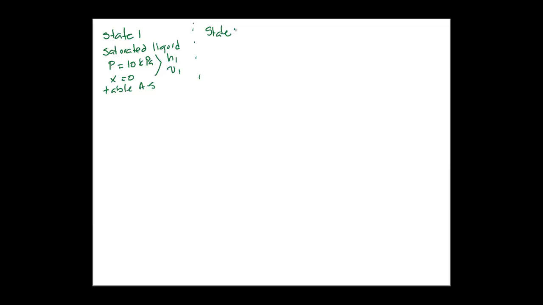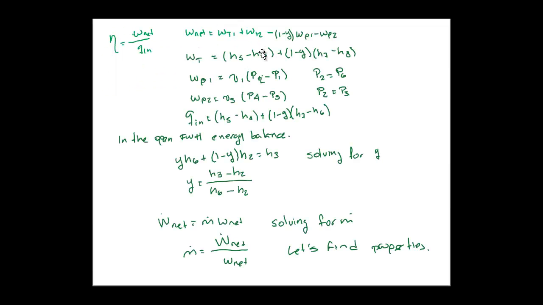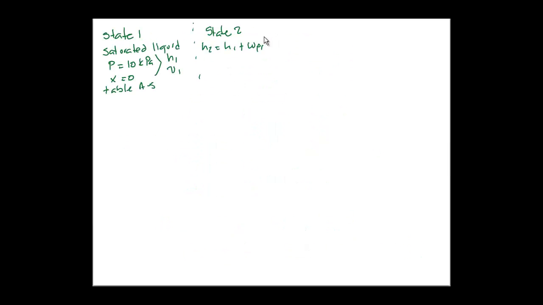State 2, we are going to find it by just H1. We're going to adjust the pump work. So H2 will be H1 plus work of the pump 1. And work of the pump 1 is just this. Notice that we are adjusting the fact that the pump is moving less mass here, not here. Okay.